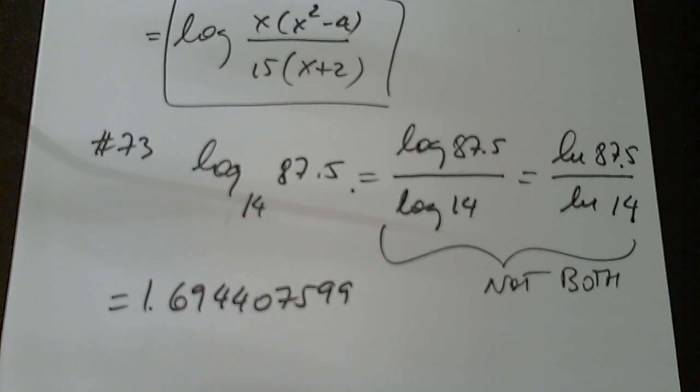Oh, I didn't mean to do that. Actually, I meant to do this. Do we understand how the change of base formula works? And yes, there is that feature. I never use it, so I have to look for it. Log base 14 of 87.5. And yes, we have to get 1.69440, and so on.